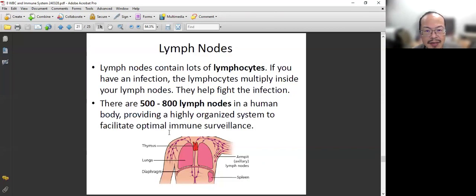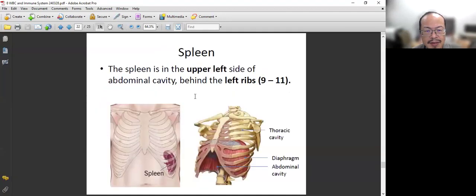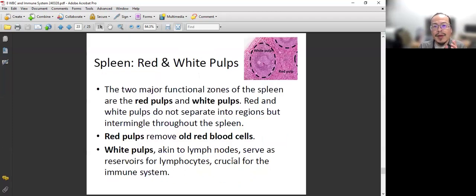Another secondary lymphatic organ is the spleen. So here we have one spleen. It's in the abdominal cavity, but is protected by our ribs. So just anatomy, it is on the upper left side of our body. What do we have here? The spleen has two parts. One is called red pulp. The other one is called white pulp.